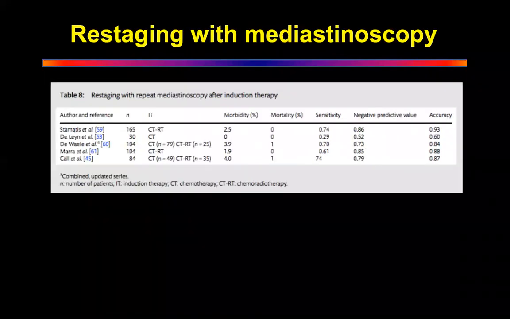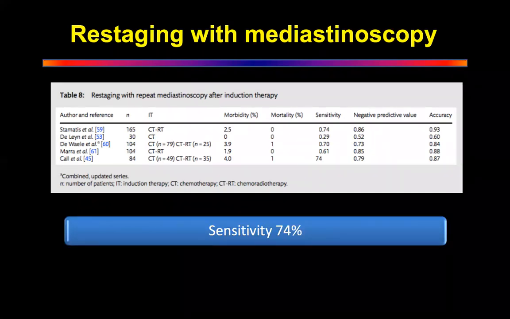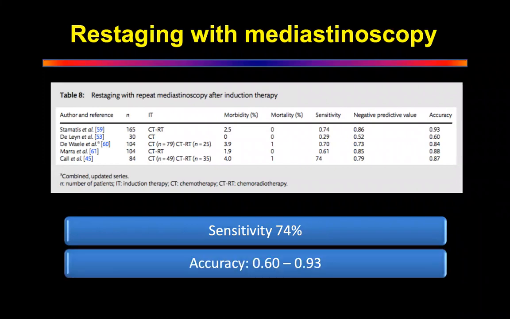What about restaging with mediastinoscopy? How good is it or how bad is it after you've done? Mediastinoscopy is a pretty good tool, actually. There is a 74% sensitivity and a pretty high accuracy, almost as good as EBUS or EUS in restaging. But the problem is, technically, mediastinoscopy is much more challenging in a mediastinum that has received chemo or radiotherapy. So people will ask you, why should you use EBUS versus mediastinoscopy in a restaging scenario?